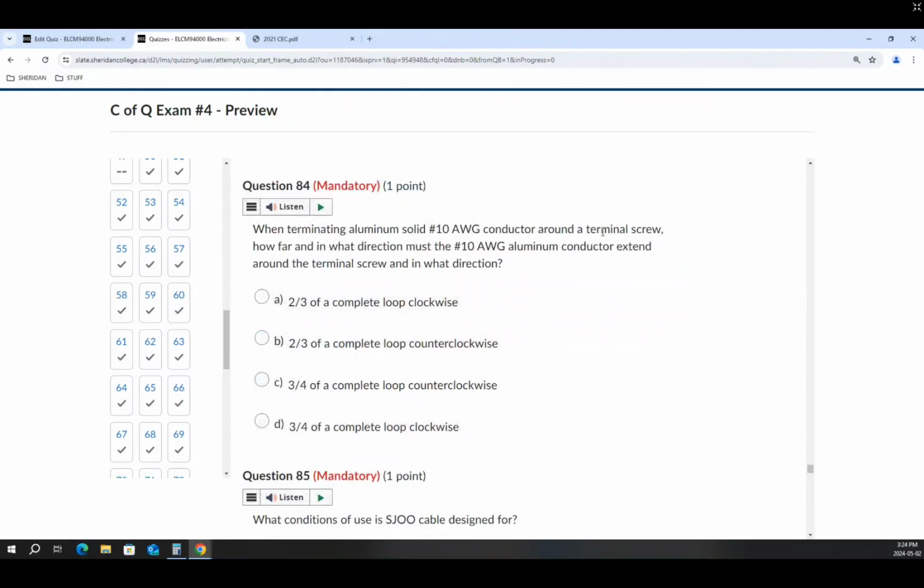When terminating aluminum, number 10, how far and in what direction must the aluminum conductor extend around the terminal screw? Well, we know it's got to be clockwise. So is it 2/3 or 3/4? I'm saying 3/4.